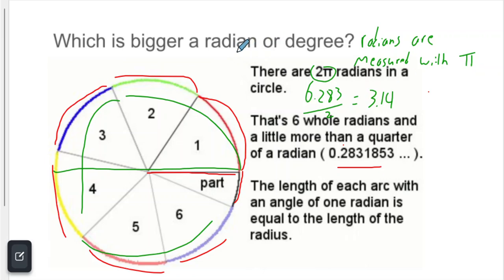If I'm looking at which is bigger, a radian or a degree, well, there are 360 degrees in a circle, and there are 2 pi radians. For the sake of understanding, we can say that's about 6.28. So if there are 360 degrees or 6.28 radians, a radian would be much bigger. A radian is about 55 to 60 degrees in a circle.